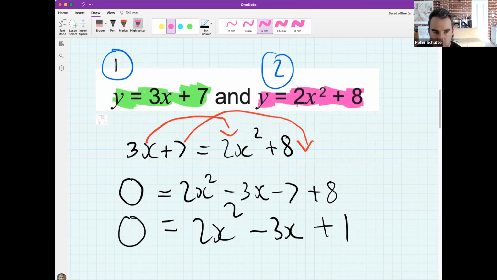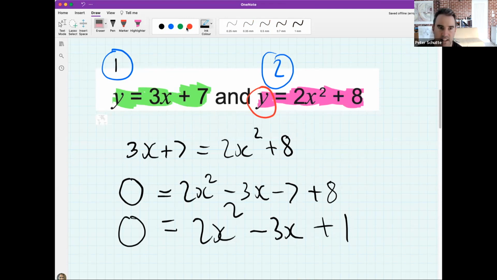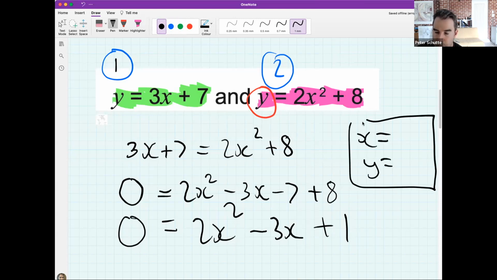And what we did was we subbed equation one into equation two by replacing this y here. And our goal at the end of this is to have x equals something and y equals something. We'll probably have two of each, and those will satisfy both of the green and the pink one at the same time. Or another way of saying that is it satisfies it simultaneously at the same time.